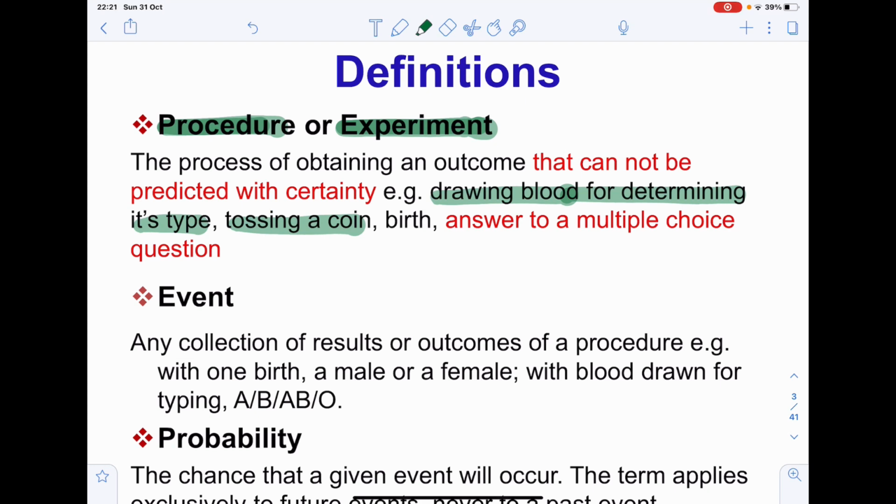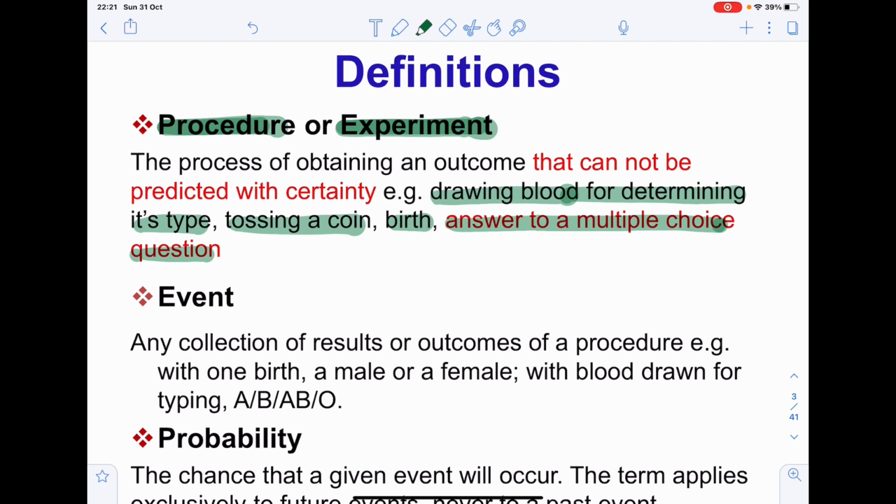Okay, the birth. Okay, المرأة الحامل. So the same thing. We can't predict for 100% whether she is going to have a girl or a boy. So also answering multiple choice questions. This is another kind of procedure or experiment. So this is a definition of experiment اللي هي تجربة or procedure إجراء.